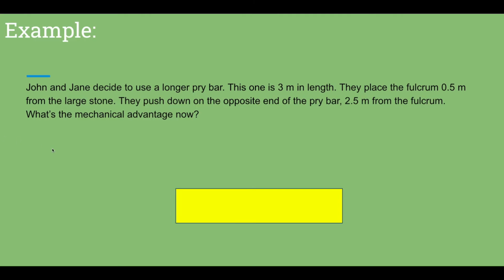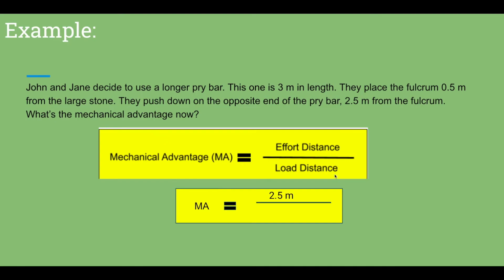So in our example, John and Jane decide to use a longer pry bar. This one is 3 meters in length. They place the fulcrum at 0.5 meters from the large stone. They push down on the opposite end of the pry bar, and it's 2.5 meters from the fulcrum. What's the mechanical advantage? So the mechanical advantage is the effort distance divided by the load distance.